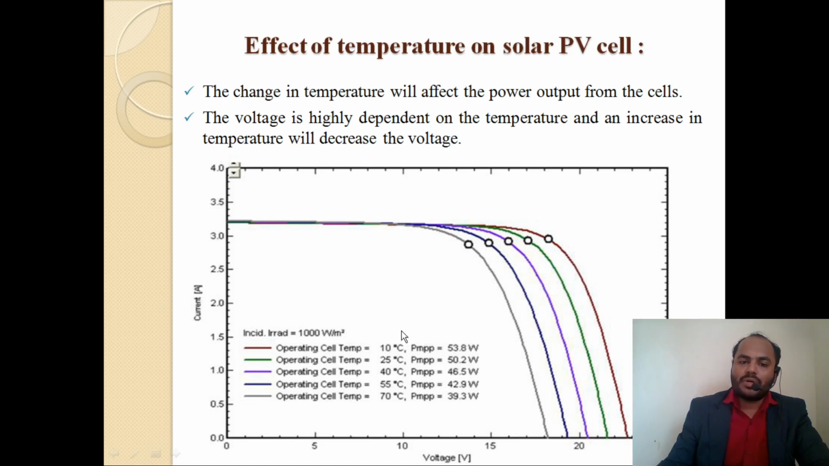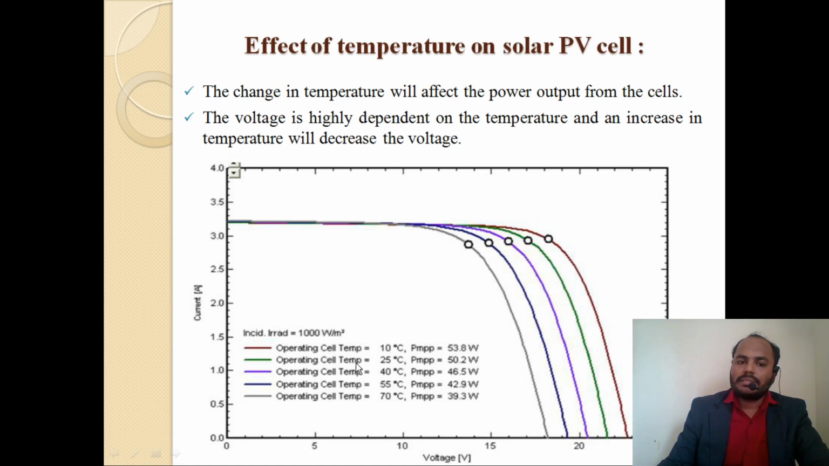When the solar cell is operating at a temperature of 10 degrees centigrade, this brown curve indicates that the operating temperature of the solar panel is 10 degrees centigrade. At that time, the maximum MPPT power output is 53.8 watt. The temperature is less, so the power output from the solar panel is more.